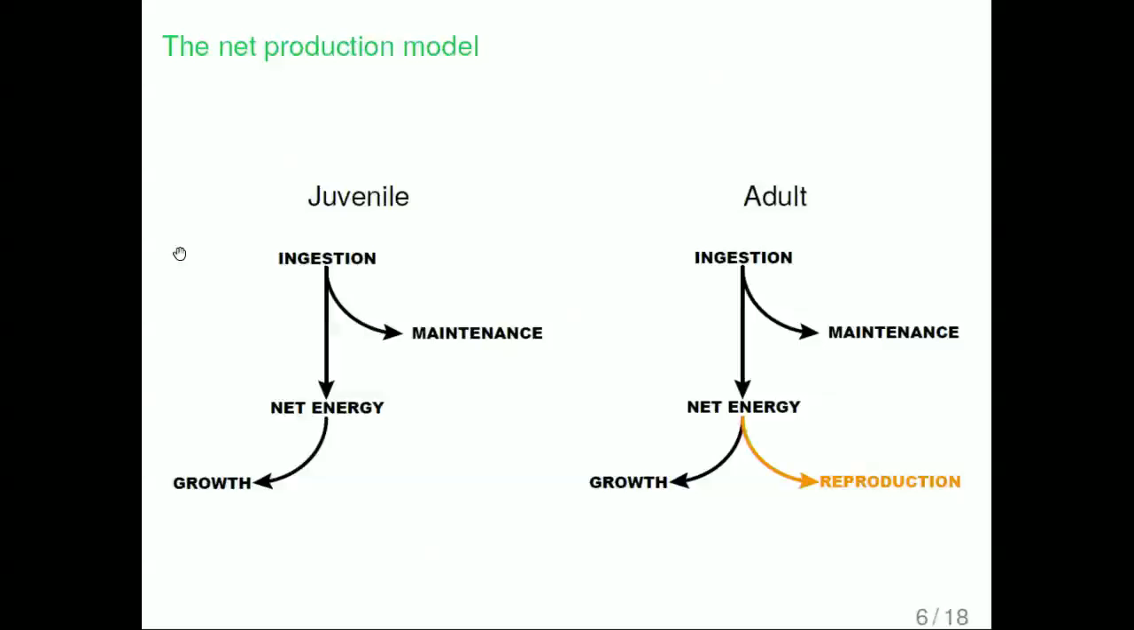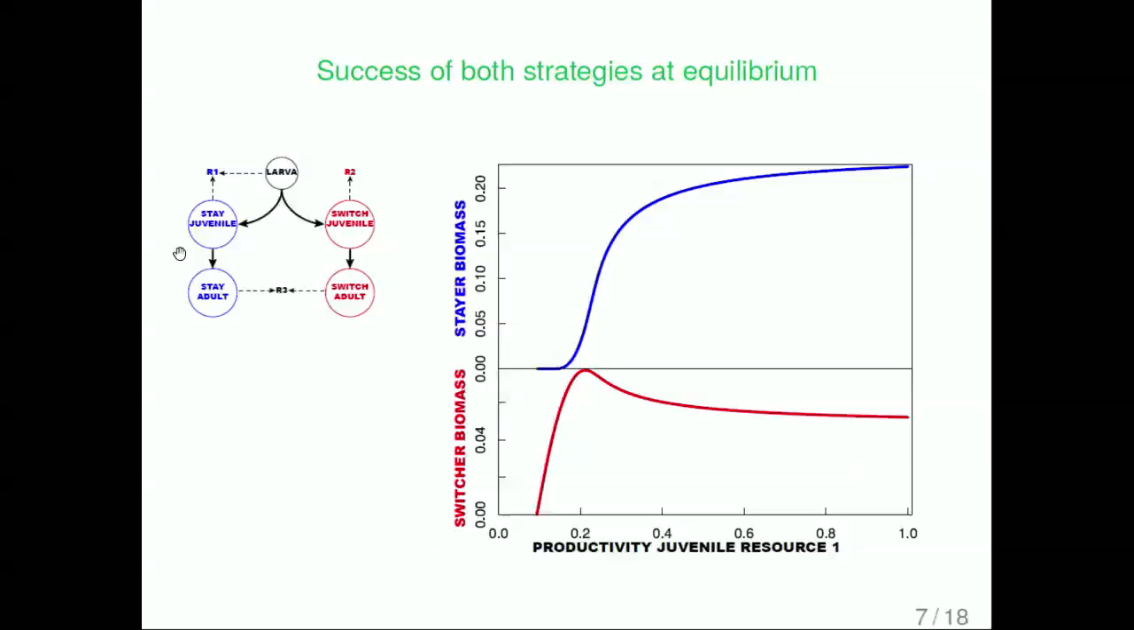For the remainder of the talk, I will show you what is happening with my biomass population for the two different strategies: either staying on the same resource the whole juvenile stage or switching to a new resource during the juvenile stage. And I will show it to you for different productivities of the first resource for the juvenile. So here you see only the adult biomass. And what you see is that at equilibrium, when I change the productivity of the first juvenile resource, I have the two strategies that remain and that are successful in the population at equilibrium. What I call successful is that they reach adulthood and are able to reproduce.